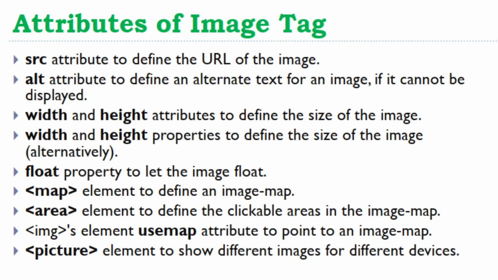Attributes of image tags. The src attribute defines the URL of the image. The alt attribute defines an alternate text for an image, if it cannot be displayed. The width and height attributes define the size of the image. Alternatively, use the width and height properties to define the size of the image, and the float property to let the image float. The map element defines an image map. The area element defines the clickable areas in the image map. The img element's usemap attribute points to an image map. The picture element shows different images for different devices.